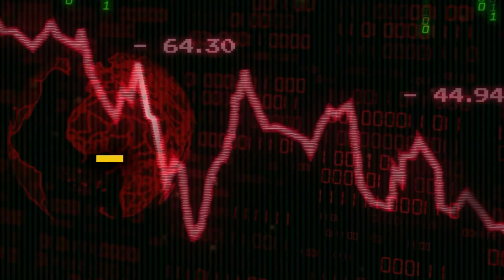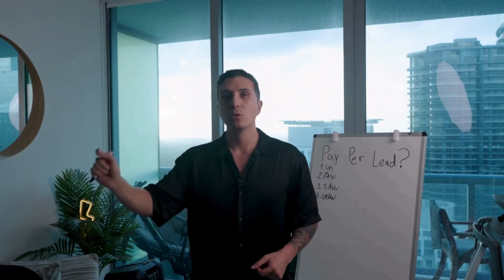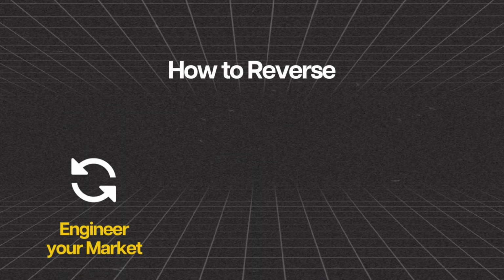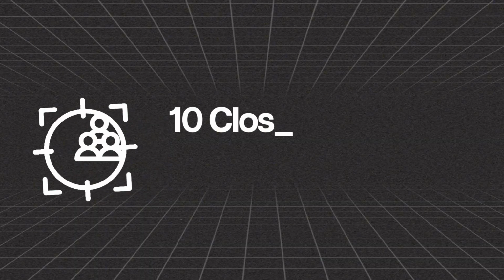Over 60% of investors are stuck, churning through deals with little results, and hustling harder only burns more time. I was in your shoes until I flipped the script. It's not about doing more deals, it's about pulling the right numbers. In this video, I'm going to show you exactly how to reverse engineer your marketing, leads, contracts, and acquisitions to hit 10 closed deals in under 30 days. Stay with me, I'll prove it with actual math, real KPIs, and a step-by-step blueprint.